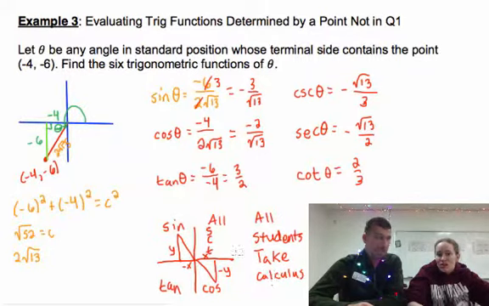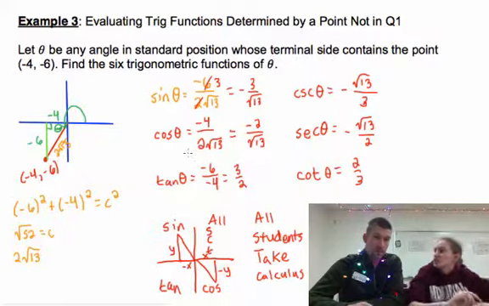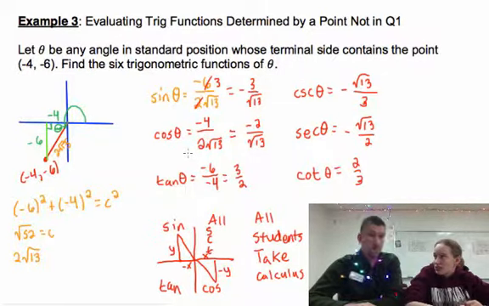Either way, if you remember that, you have A, S, T, C going around the quadrants. Those are the trig functions that will be positive in that particular quadrant. So if we ask what trig functions are positive between 90 degrees and 180 degrees, you should be able to tell us.